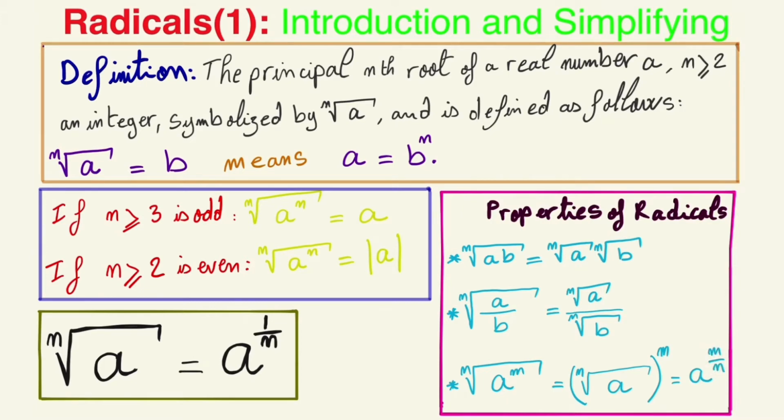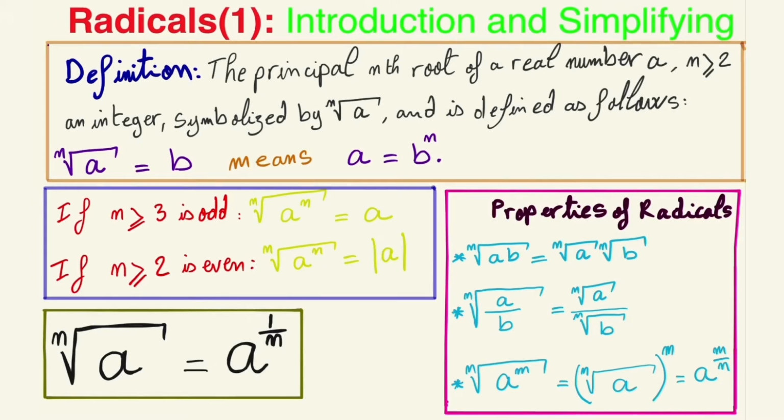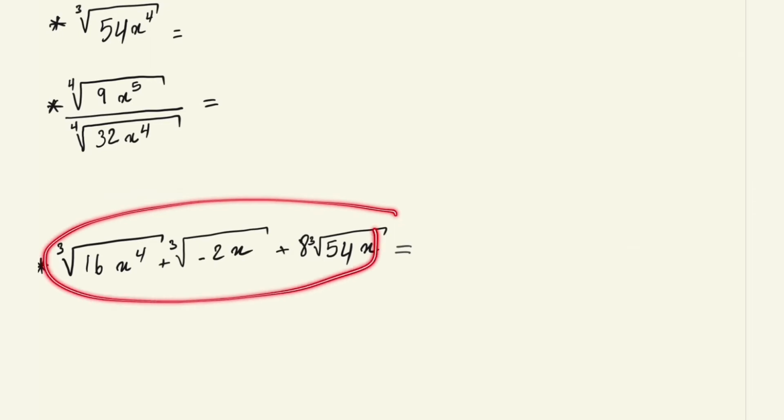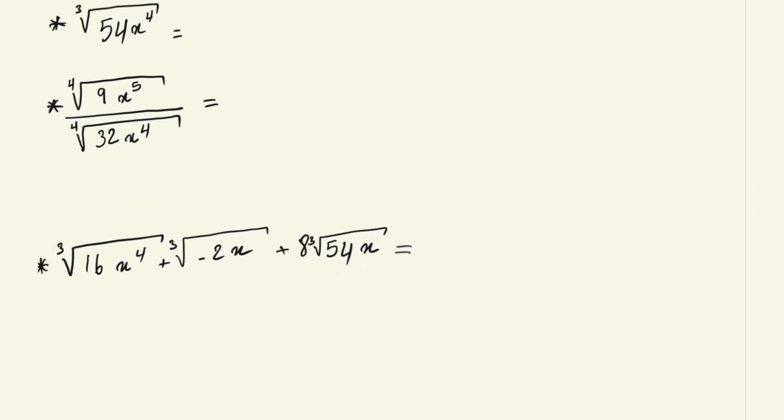So we now know the definition and everything about it. Let's apply these rules in some examples. We have 3 examples here. This one is the third root of 54x to the 4th power. Then we have the 4th root of 9x to the 5th power over the 4th root of 32x to the 4th power, and we have this long one here. So let's do all 3 of them and see what solution we get for each one.